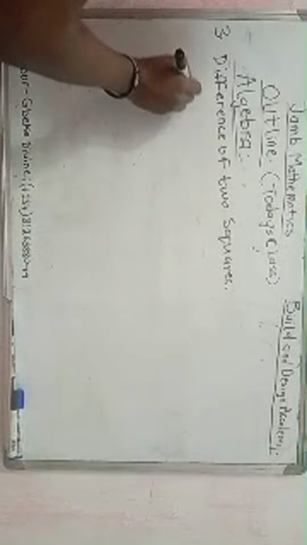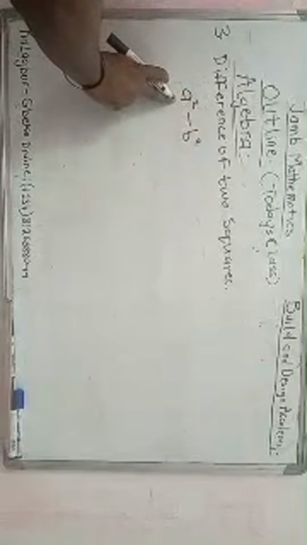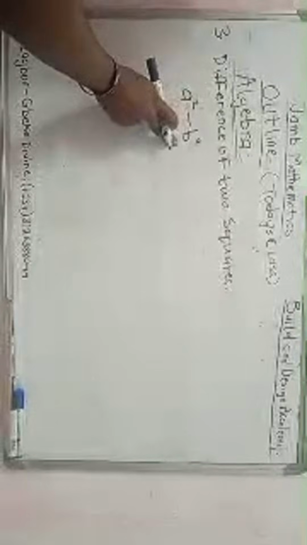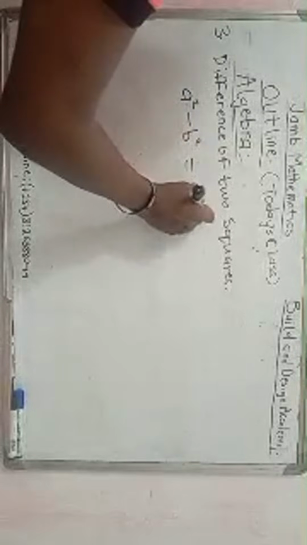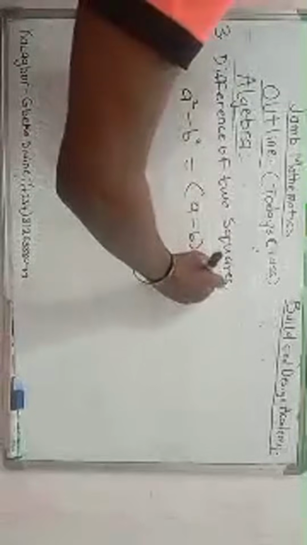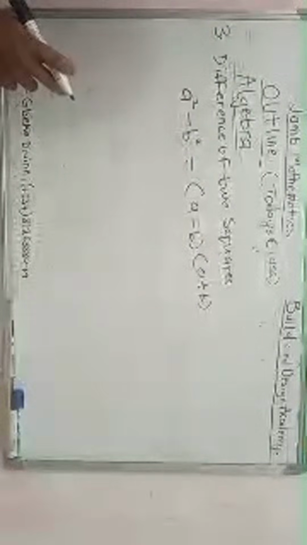The rule is very simple. Let's say we have a squared minus b squared. This is a perfect square. This is another perfect square. So when one perfect square is subtracting the second perfect square, we will now have a minus b and a plus b. This is very simple.